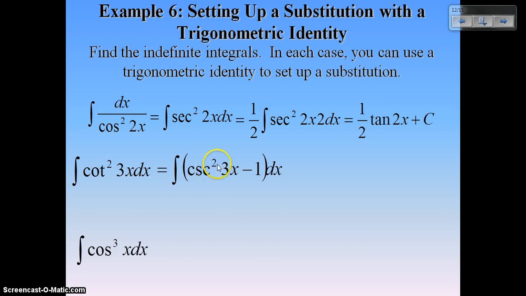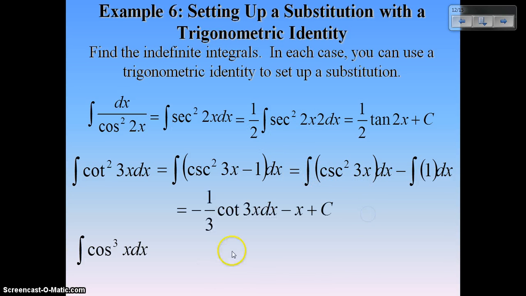Cotangent squared is cosecant squared 3x minus 1. Again, why do I do that? Well, I don't have an identity for cotangent squared, but I do have one for cosecant squared. I'll split this up first of all so that I can take the integral of my 1 and my cosecant squared separately. Now on this cosecant squared, I'll have to let u equal 3x, and just like up here we had to do a 2 and a 1/2, on this one I would have to do a 3 and a 1/3. That's what I've done right here.